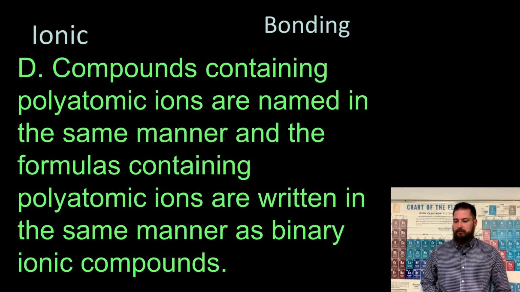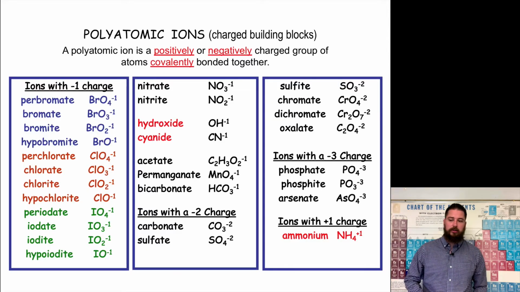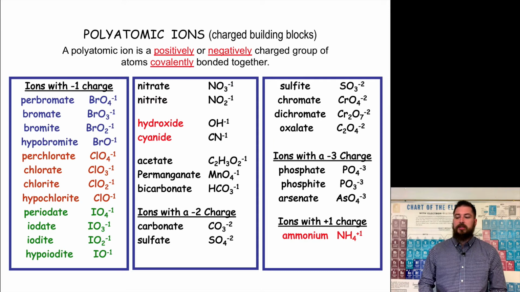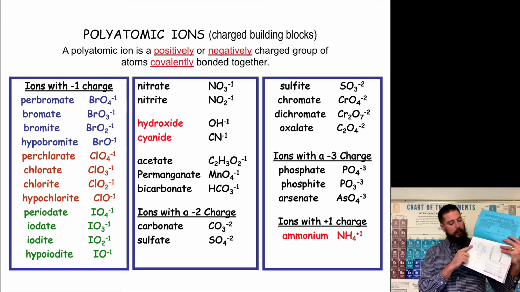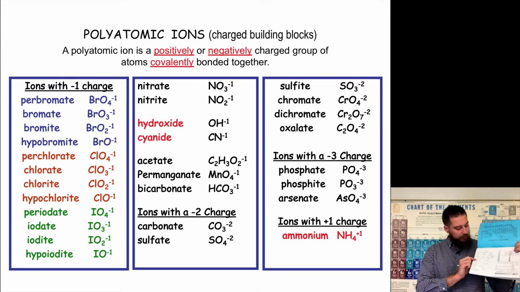Very nice. Okay, now compounds containing polyatomic ions, which we're going to talk about what a polyatomic ion is in a moment, are named in the same manner, and the formulas containing polyatomic ions are written in the same manner as binary ionic compounds. So let's go ahead and talk about what polyatomic ions are. If you take a look here, this is a list of polyatomic ions, and if you open up your booklet, you'll actually see a list of polyatomic ions right when you open it up right here. So these are polyatomic ions, and you will use these for writing formulas.